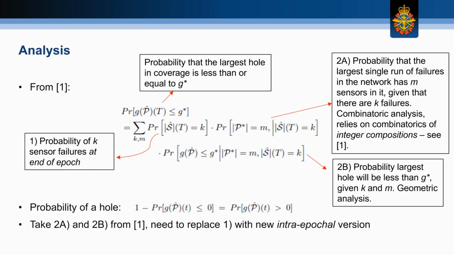So the probability of a hole appearing in coverage is 1 minus the probability of there being no hole. Given this modular form, all we need to do is pop out the first term, which is in this current form for the end of an epoch, and replace it with a term that is valid sort of within an epoch.